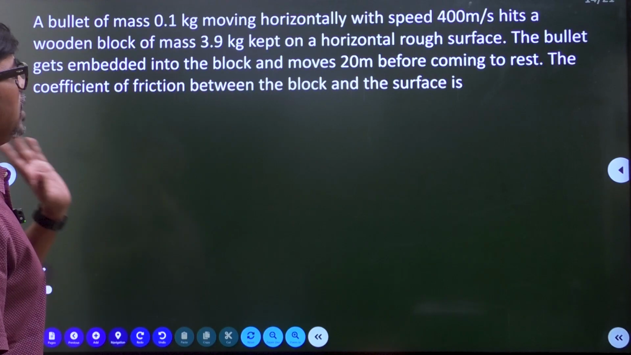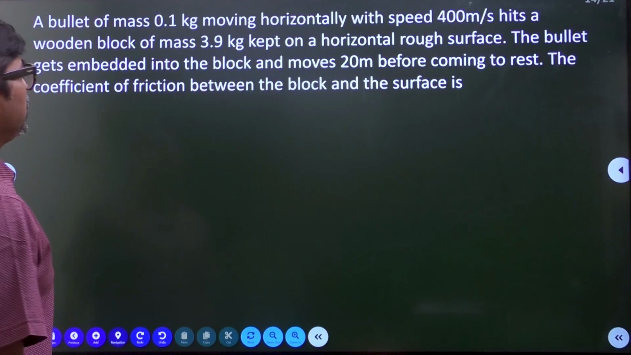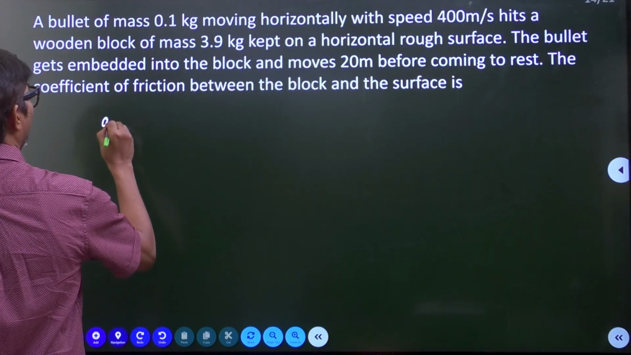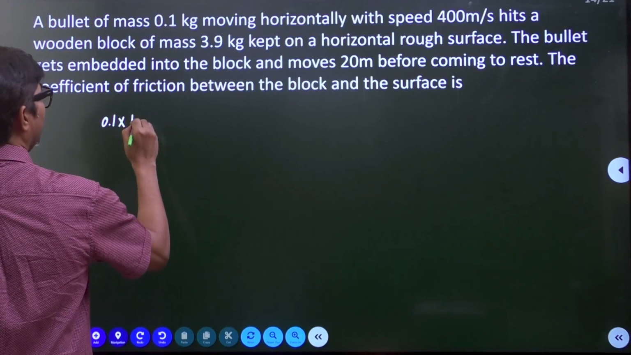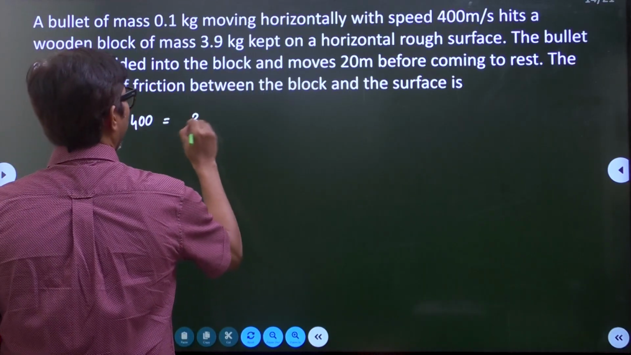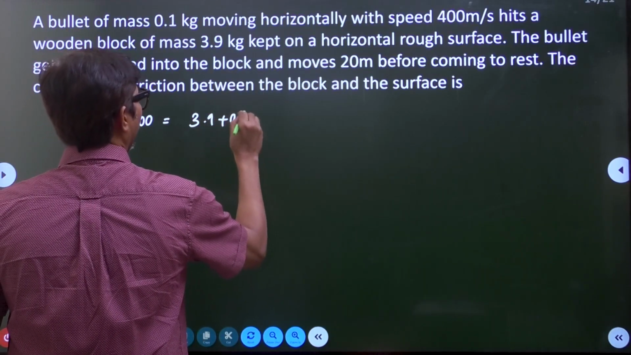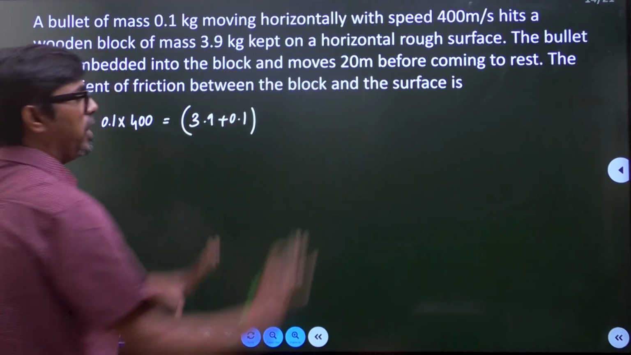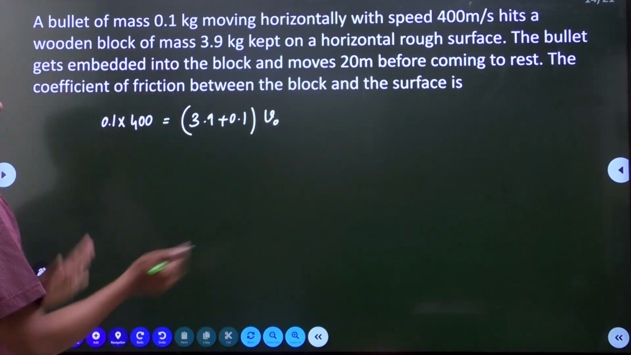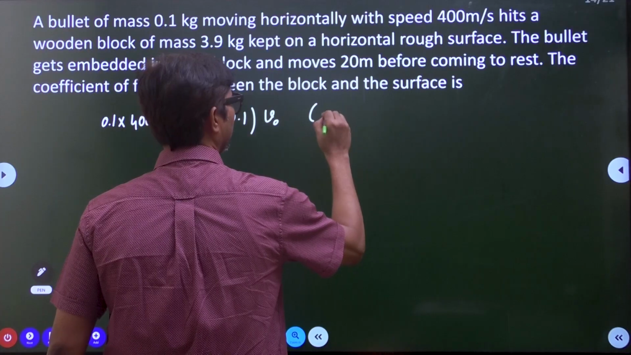So first let us calculate the velocity of the block just after the hit. Velocity of the block just after the hit: you have 0.1 into 400, and that is equal to (3.9 plus 0.1, because they go together afterwards) times, let's say, some V naught, just after the collision.